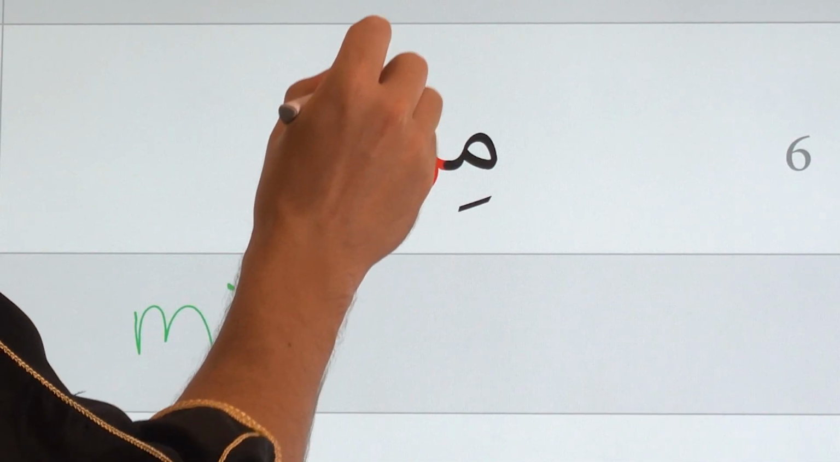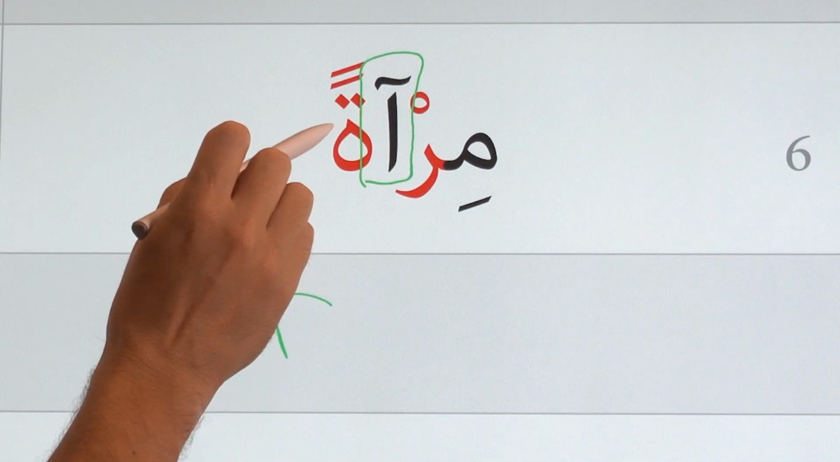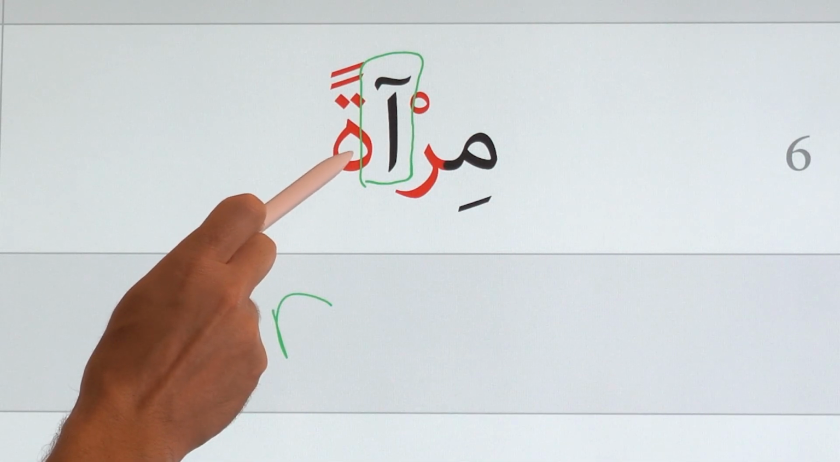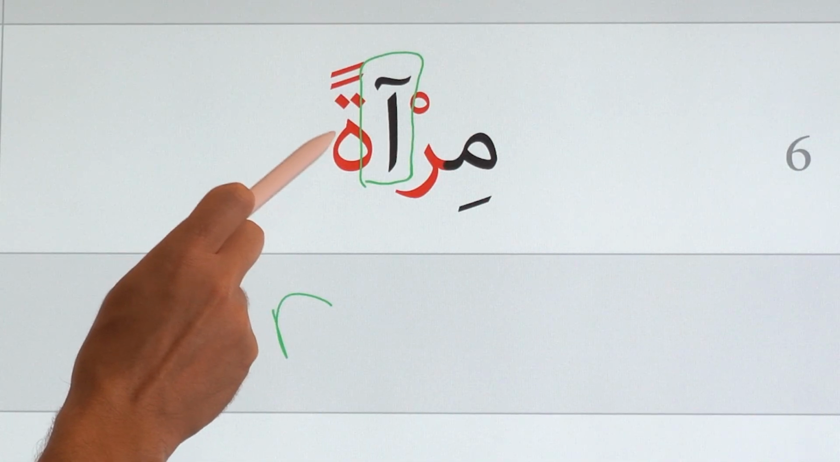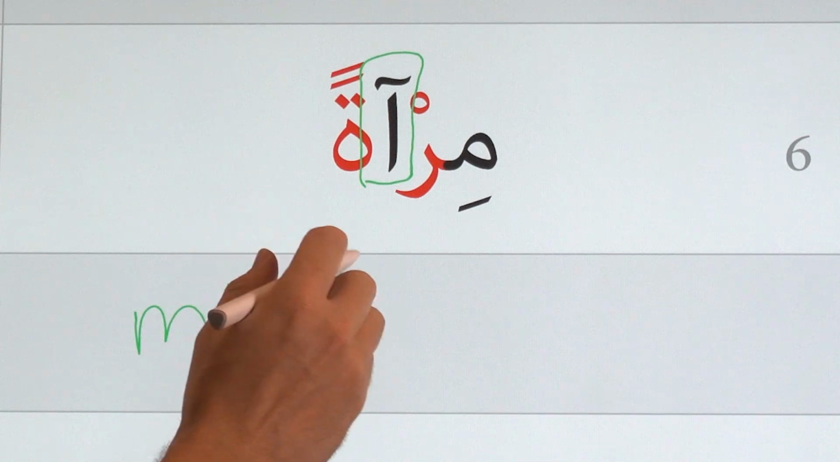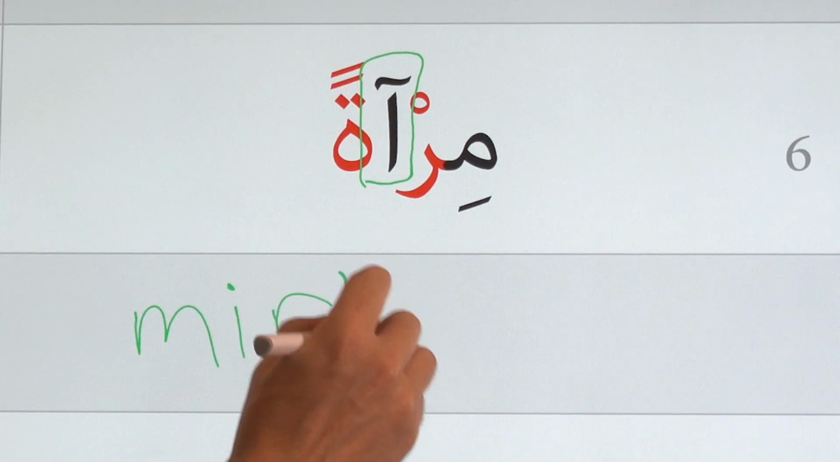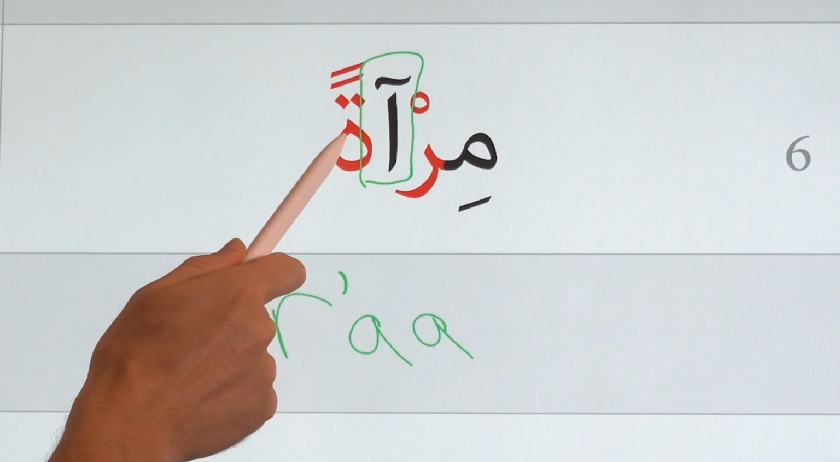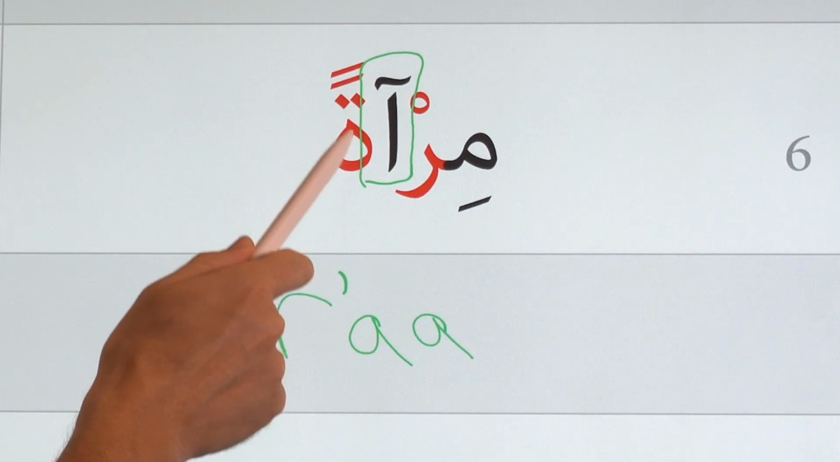And next we have the Alif Madda. And remember the Alif Madda, it represents a Hamza with a Fatha above it, followed by an Alif. So for the Hamza, we're going to write an apostrophe. For the Fatha above the Hamza, we're going to write an A. And then for the Alif, we're going to write another A. Therefore, the Alif Madda would be pronounced A.